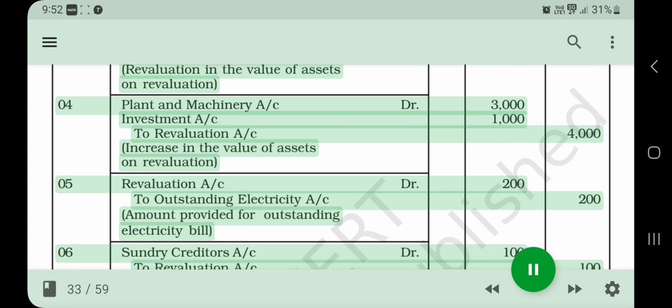Entry 4: Plant and Machinery A/c Dr. 3,000; Investment A/c 1,000; to Revaluation A/c 4,000. Increase in the value of assets on revaluation. Entry 5: Revaluation A/c Dr. 200; to Outstanding Electricity A/c 200. Amount provided for outstanding electricity bill. Entry 6: Sundry Creditors A/c Dr. 100; to Revaluation A/c 100. Amount not likely to be claimed by the creditors, written off. Entry 7: Revaluation A/c Dr. 800; to A's Capital A/c 480; to B's Capital A/c 320. Profit on revaluation of assets and reassessment of liabilities transferred to A and B in old profit sharing ratio.